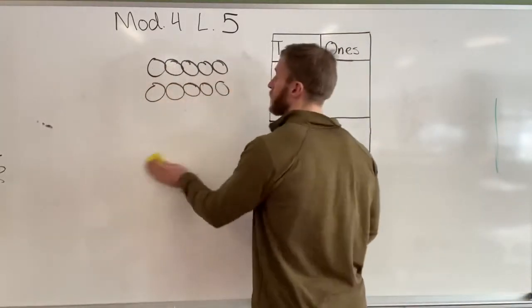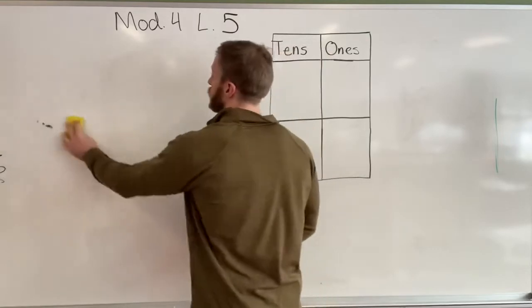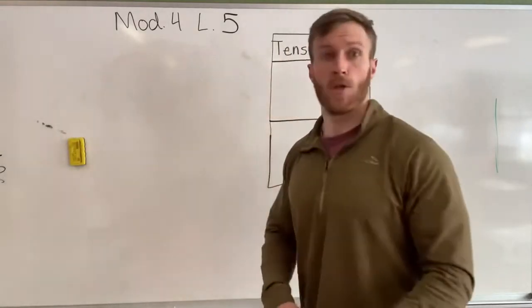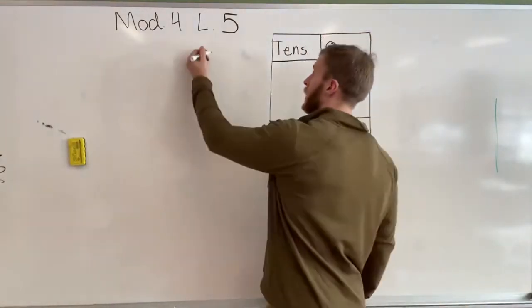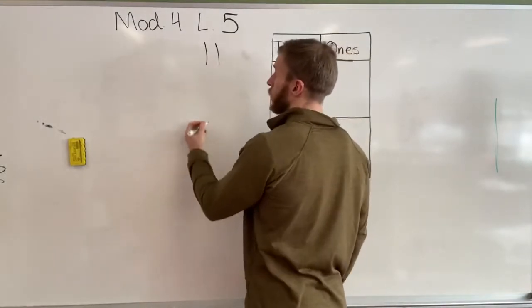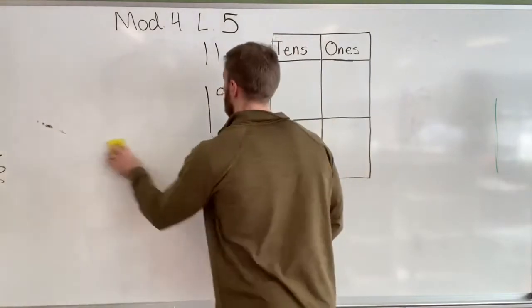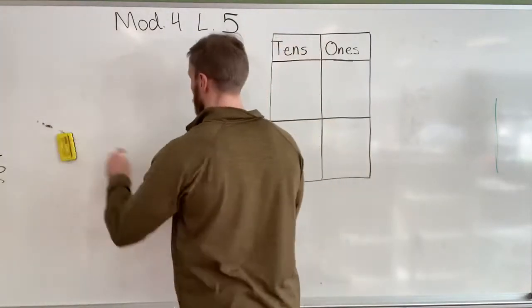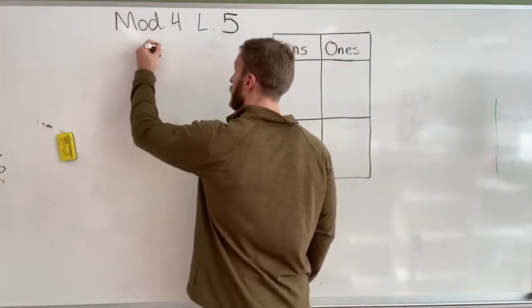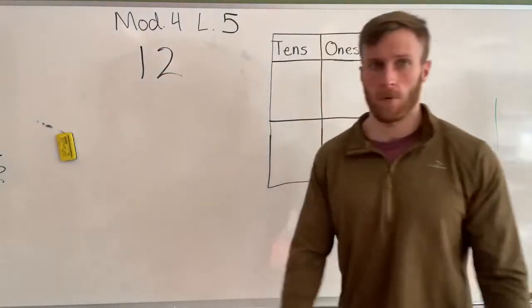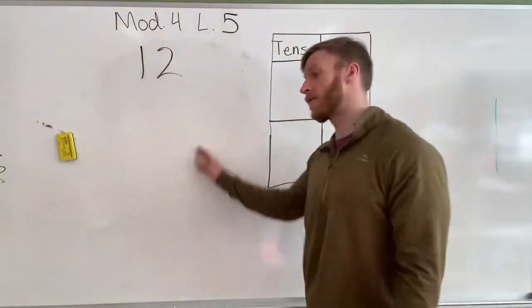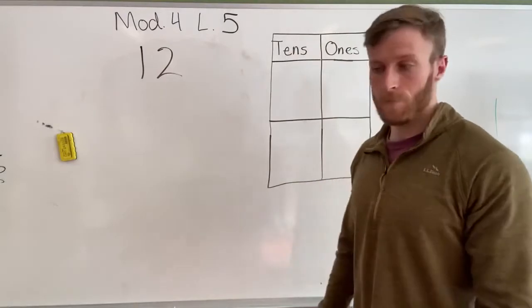Okay, so I'm going to give you guys a number, and I want you to practice drawing it, all right? We're just going to do some of these really quickly. So if I give you the number 11, you're going to draw 1, 10, and 1, 1. Okay? All right. So I want you to draw the number 12. Okay, go ahead and draw that now with your 10 stick and your ones. Take 5 seconds.